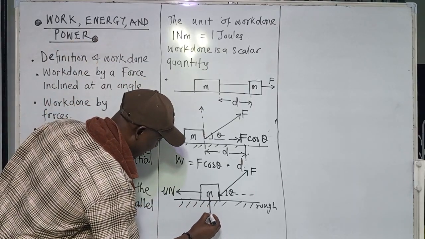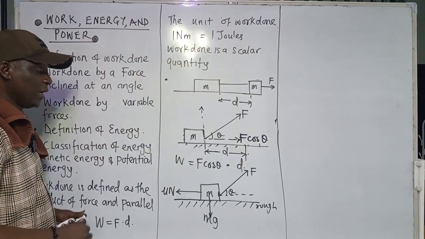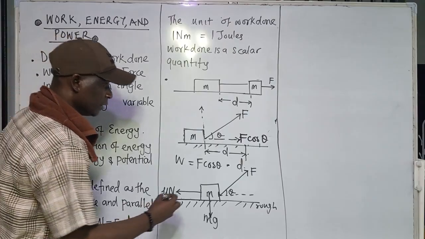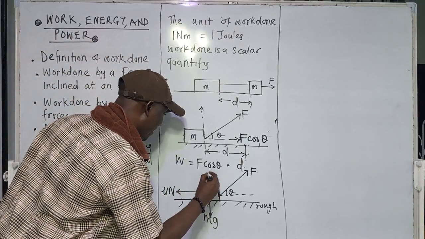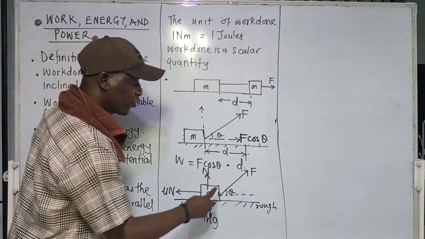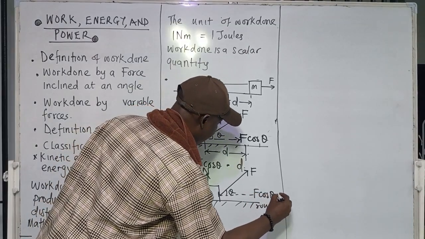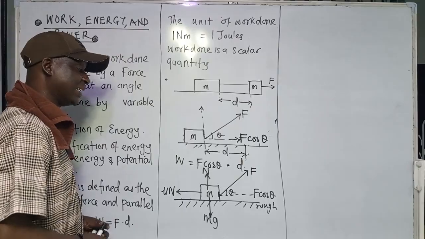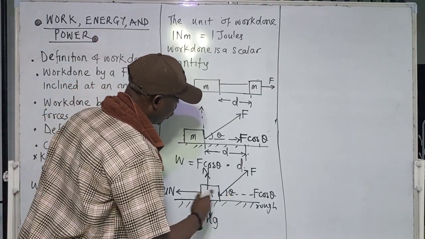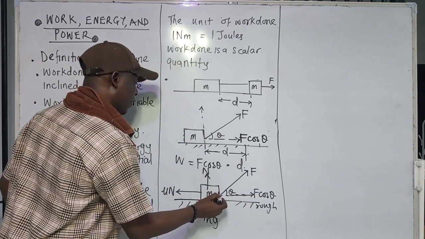Now the weight of the body will be acting down, which is mg normally. You know that. Since the weight is acting downward, the normal reaction will be acting upward. Now, if you resolve this particular force in the horizontal direction, you have F cos theta. What about in the vertical direction? Because the angle is inclined to the horizontal, here becomes cos.